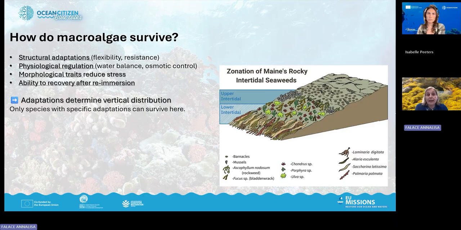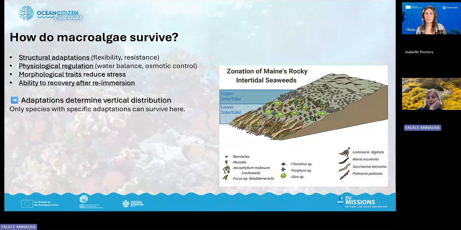They have structural adaptation, for example, flexibility, resistance, but also important is the adhesion to the substrate to resist the tide current. They have physiological regulation, in particular osmotic control, to control the changes in salinity, and also the ability to recover after emersion. Normally, algae during the exposure to the air stop photosynthesis, and they restart photosynthesis when they are immersed again.